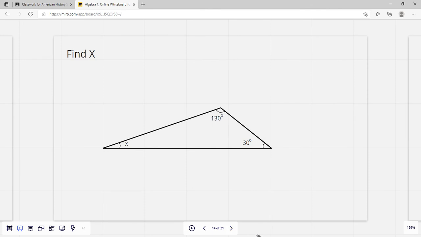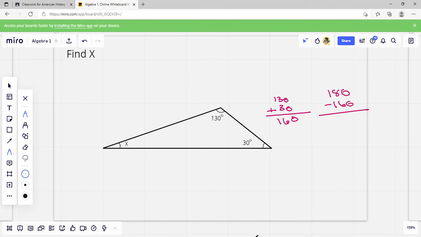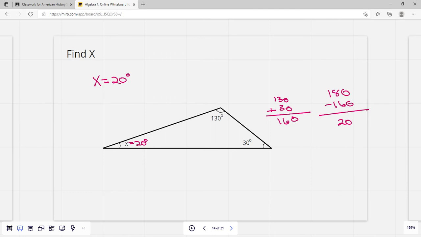Alright, so for an example, they ask us to find x. On this one, we know that all of the angles have to equal 180. So all we have to do is add these two together and then subtract that from 180. So if I get 130 plus another 30, that would be 160. And then I take that away from 180, and I get 20. So the answer to that would be x equals 20 degrees, because they have to equal 180. Super duper easy on those.